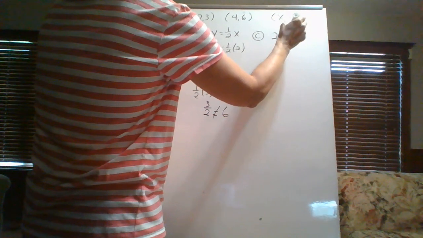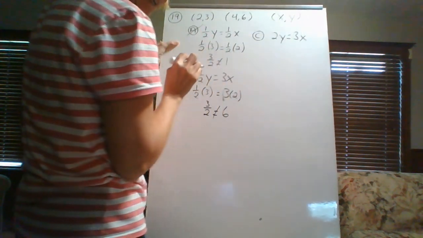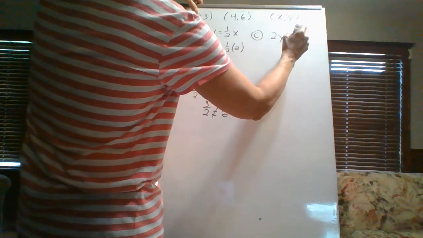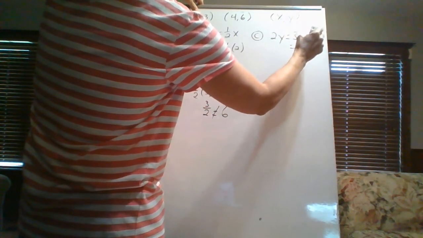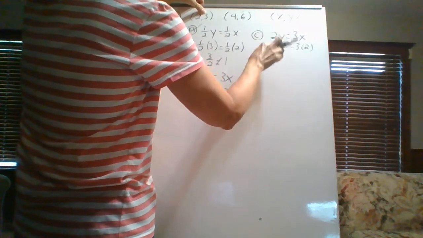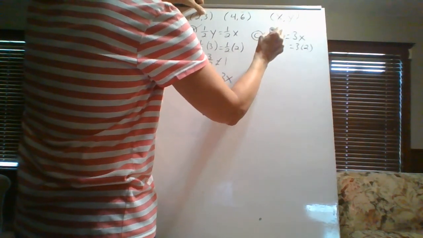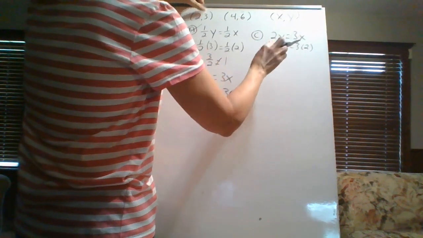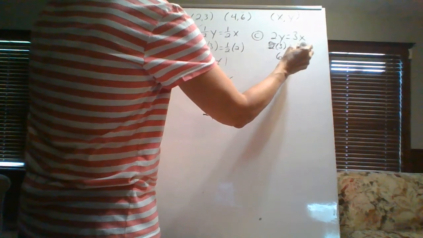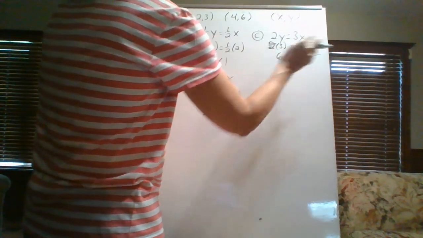Let's come over to C. 2y equals 3x. All right, so x is 2. 3 times 2, y is 3. 2 times 3. 2 times 3 is 6. Equals 3 times 2 is 6. Is that true? Yes. So that's a possibility.